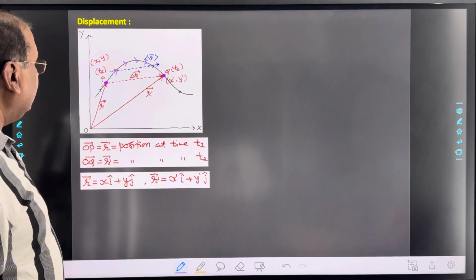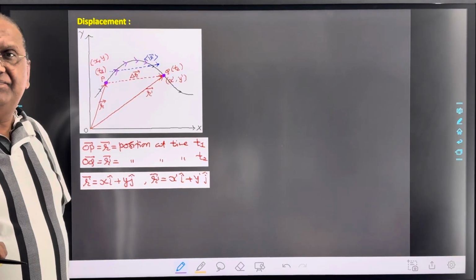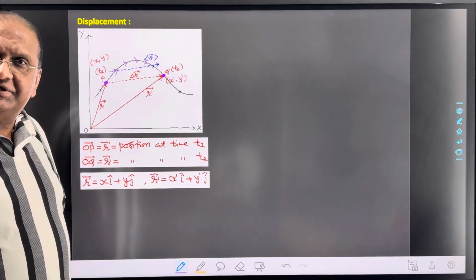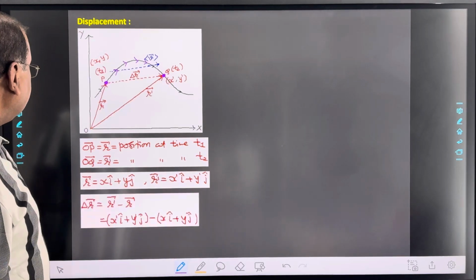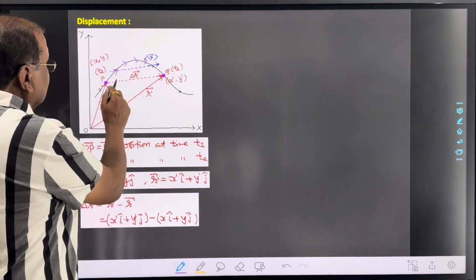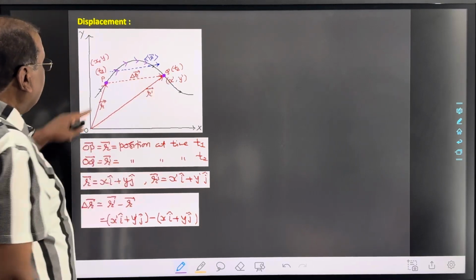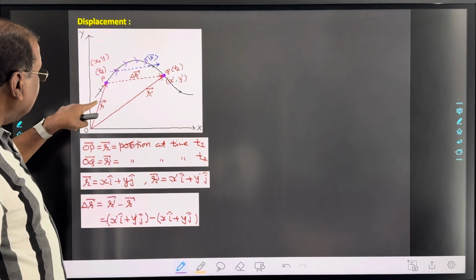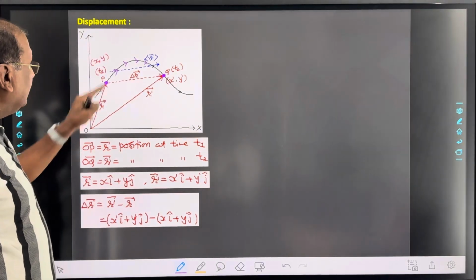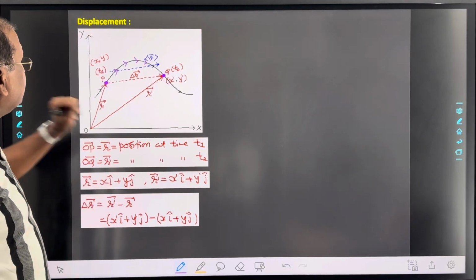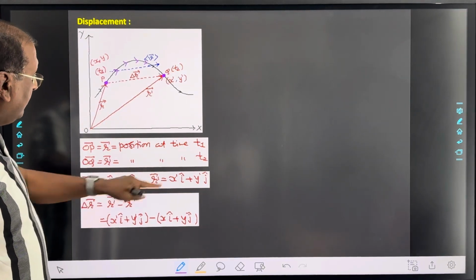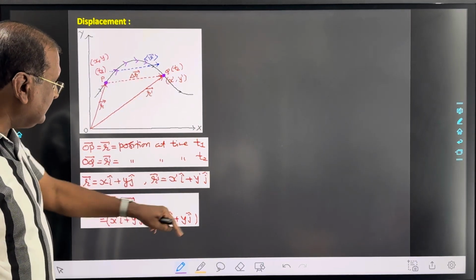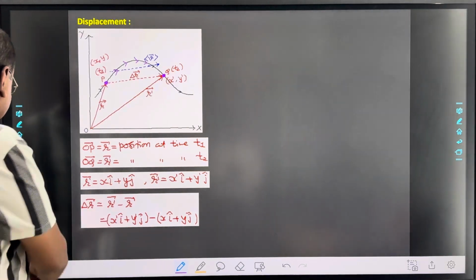Now displacement vector. So displacement is the vector joining the initial to the final position. Okay, so here the displacement delta r is the vector PQ. Now this particular vector PQ, we can find by taking r dash minus r. So we can write the displacement vector delta r as r dash minus r. But r dash is what? x dash i caret plus y dash j caret. Then r is minus x i caret plus y j caret.